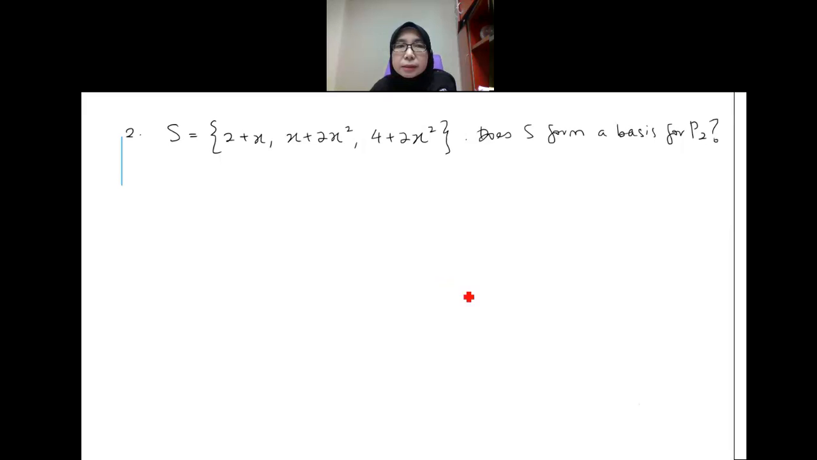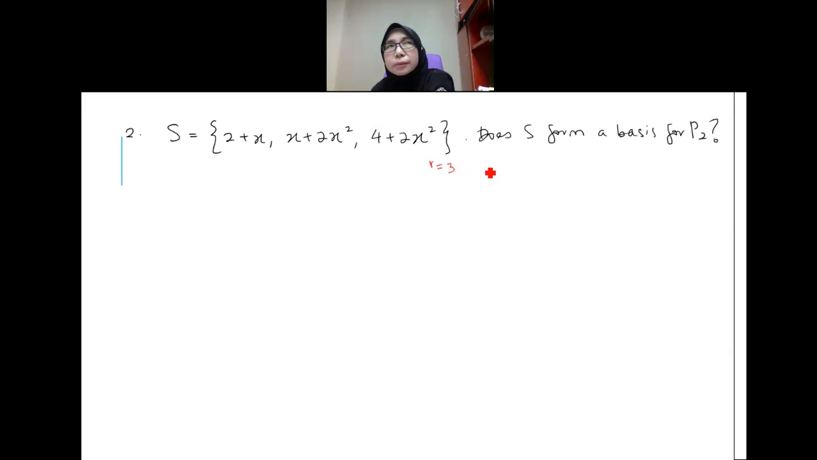Given a set S, how many vectors in this set? There are 3 vectors, right? For 3 vectors, if you remember the theorem in the lecture of basis and dimension, I just write R to represent the vectors in the set. How many vectors? There are 3 vectors in set S. So we write R equals 3.